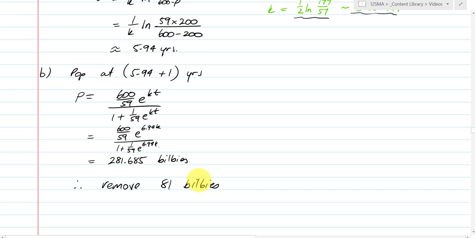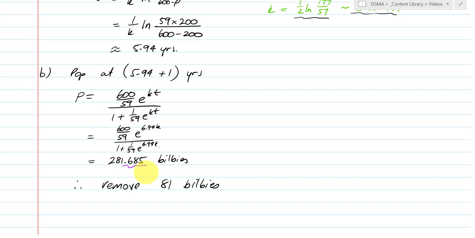Now, technically, I could probably remove 81 and then 81 and then 82 or something like that, because I have got this number that's pretty close to 82, but it's not quite 82. So if I remove 82 every year, I'm actually going to go into population decline. So instead, because it's not quite 82, I'm going to remove 81, and my population will continue to steadily grow, because after a year I'll have 200.685. So it's a discrete variable. We have to take that into consideration, but we're looking at it in a continuous way.